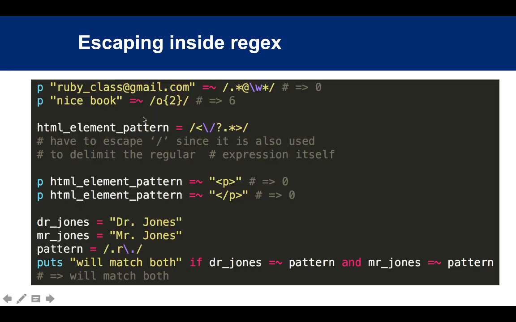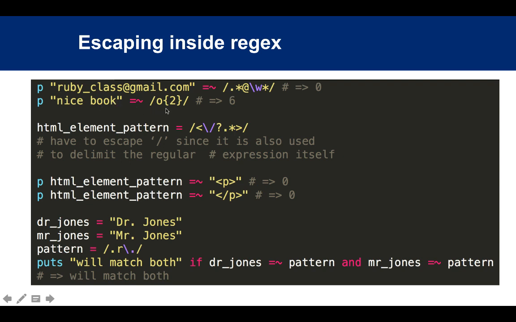So let's see some examples here. For example, you have an email address, rubyclass@gmail.com, and that matches this pattern of any character that's repeated many times. So this is 0 or more times, followed by an @ symbol, which in this case is true, followed by some word, gmail.com. And that does match, and it matches at the 0th place.